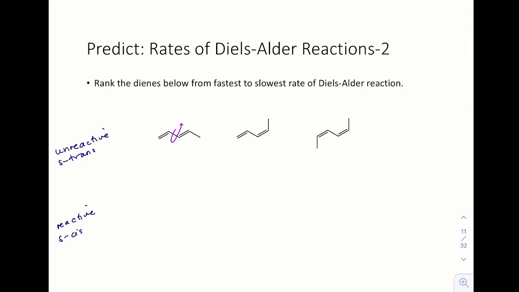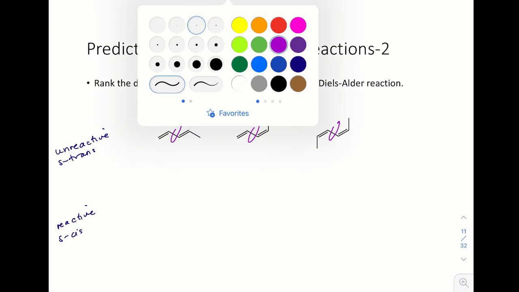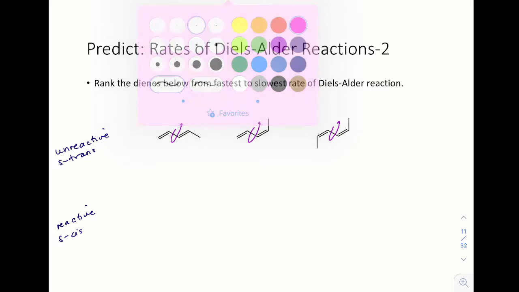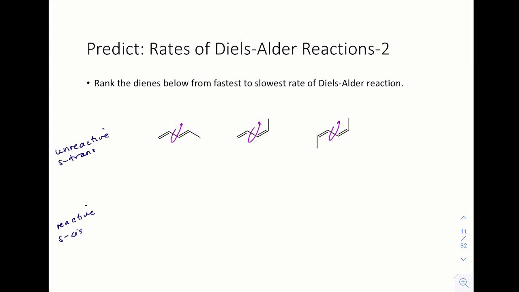We must first imagine rotating around the carbon 2,3 bond in the diene to convert these molecules from the unreactive S-trans conformation to the reactive S-cis conformation. Students often find this to be a difficult exercise, but what I suggest to you is that you look at each double bond and what its conformation is. So this is a trans double bond. It is going to remain a trans double bond in the S-cis conformation.